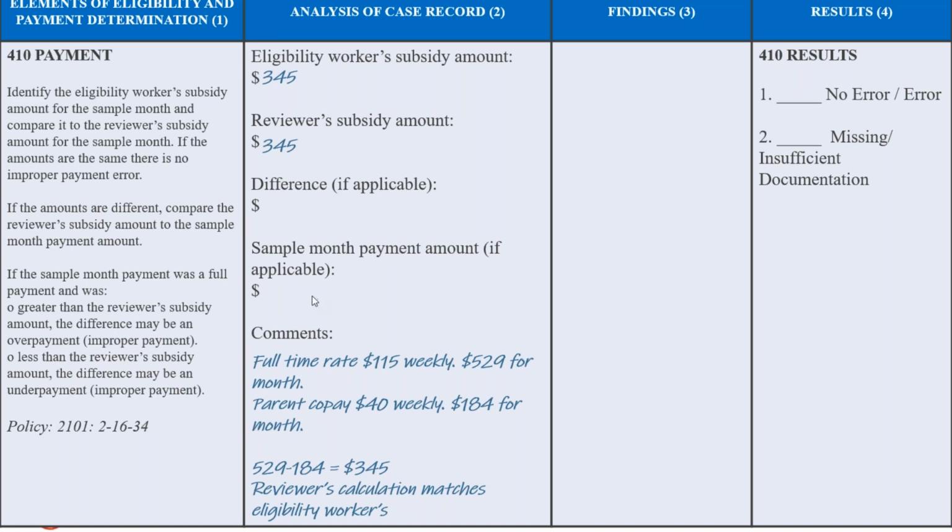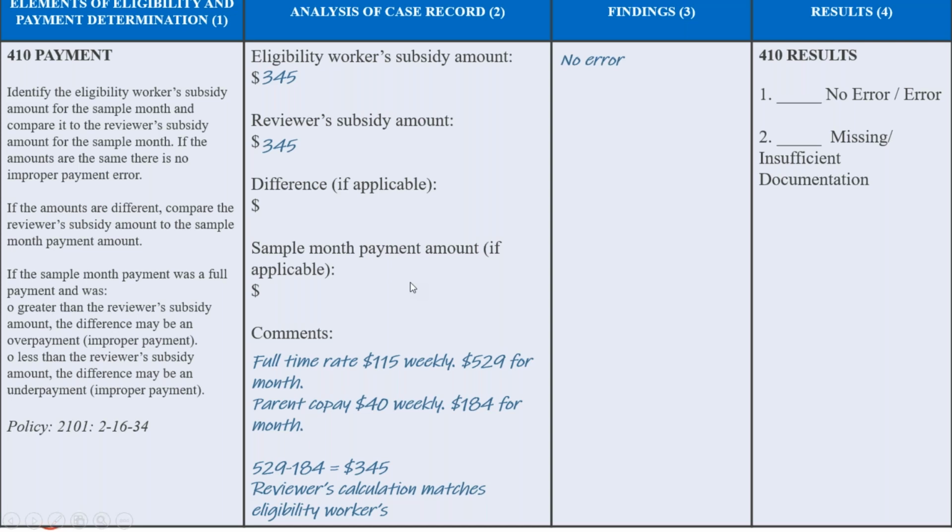Again, these two items here that I've left blank, difference if applicable and sample month payment amount if applicable, we don't need to bring those in unless there was a discrepancy between the two subsidy amounts here. We do not look at payment amount in this element unless there was a discrepancy between these subsidy amounts. We will bring in the sample month payment in element 500, but we do not need to look at it here in this example.